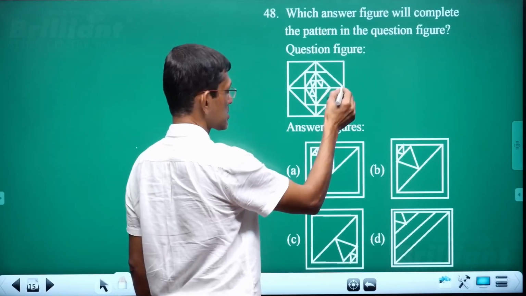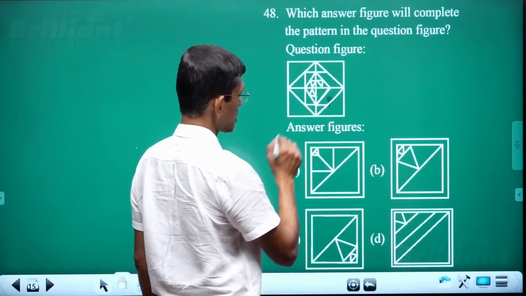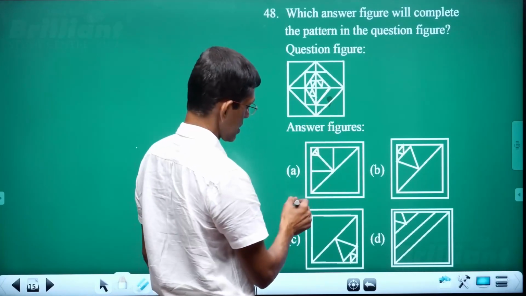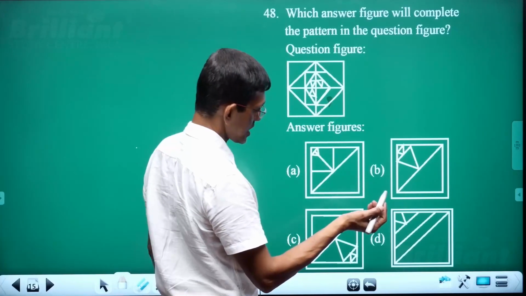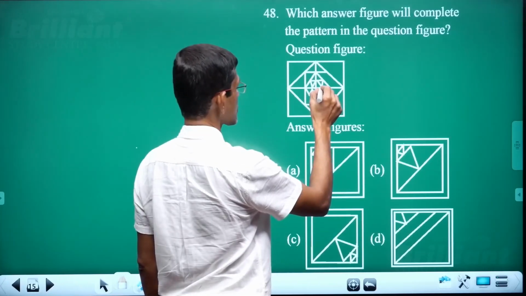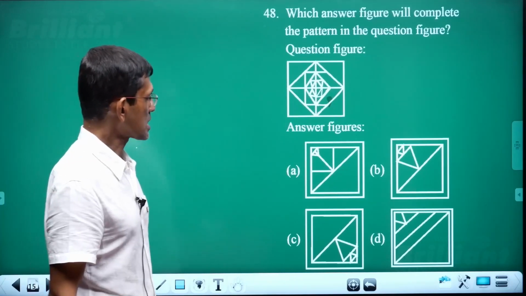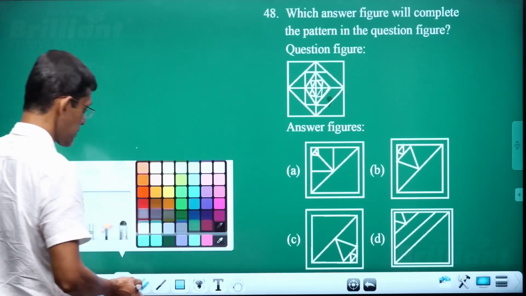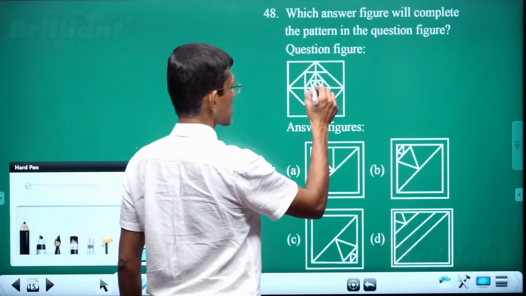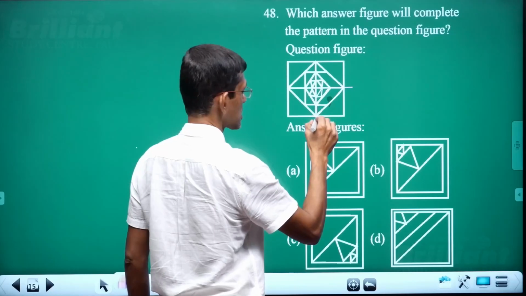It's not a complete diagonal, but anyway, that's the way it is. So this one, and we have a small one here. So which is going to be the answer in that case? And we have then a triangle here. So it would be like this. So which one looks exact? So this is the answer figure, what we have here. This part, look at this part. This is going to be the answer figure.